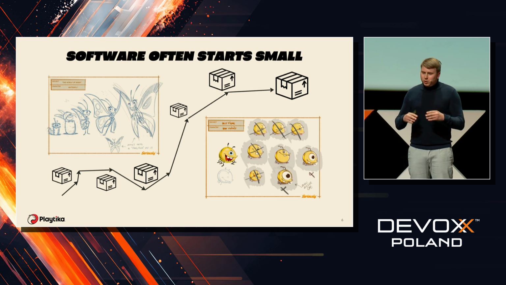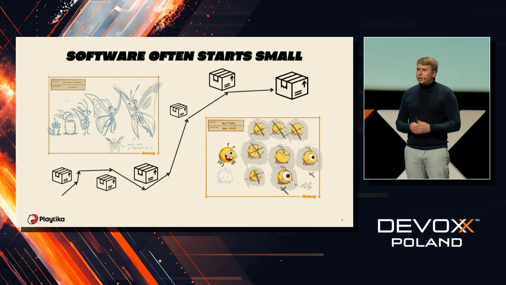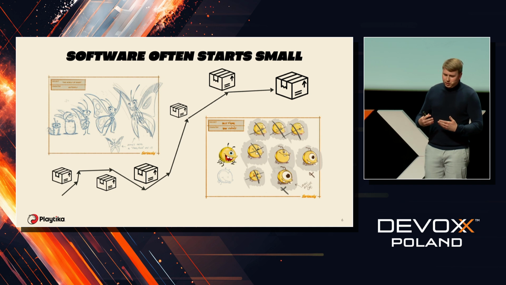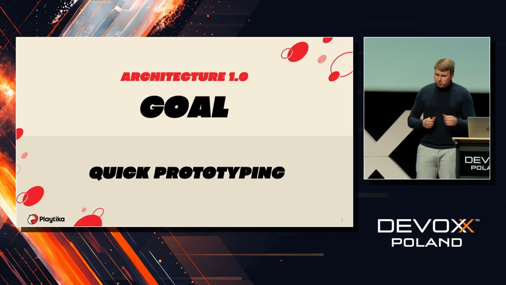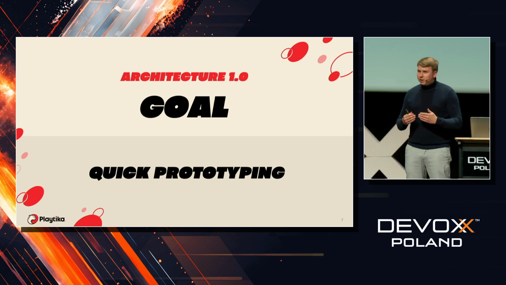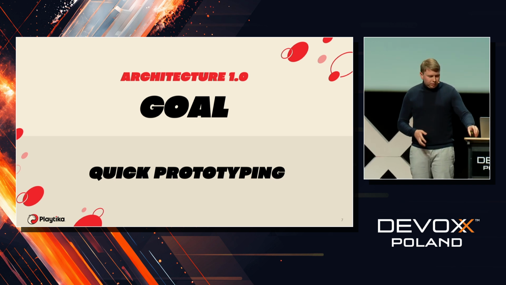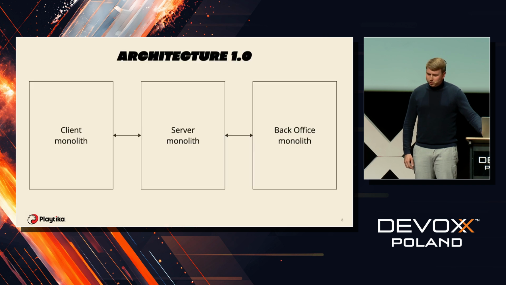At this moment, we are not going to invest in a complex architecture until we prove that this product has value, because in making a successful game there is a lot of luck. So the goal of architecture 1.0 is quick prototyping. At this moment, the architecture will help us to prototype.